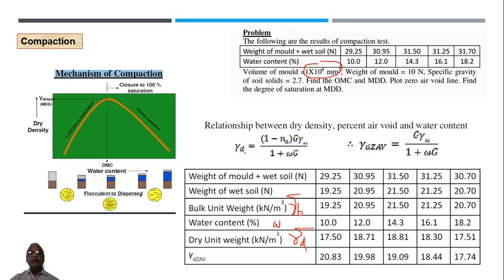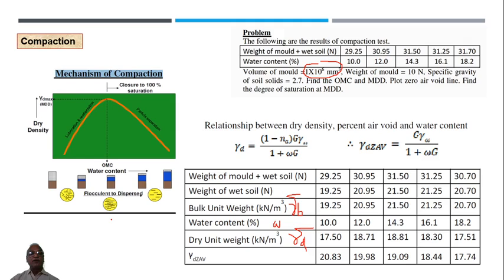and gamma D is given by (1 minus Na) G gamma W divided by (1 plus Wg). The specific gravity of soil solids is known, then W, the water content, is known. Then we can directly calculate gamma D with this, the percentage of air voids, right?